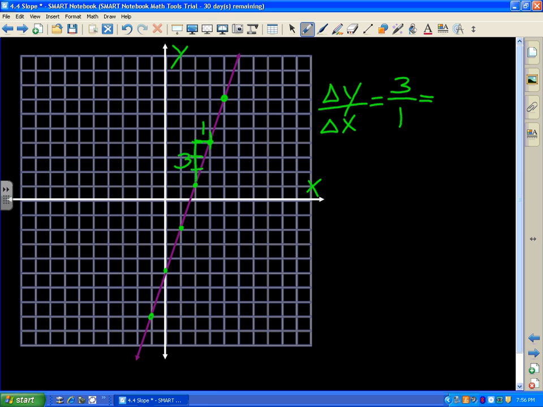Anytime that we have 1 on the bottom of a fraction, it is equal to the number that is on top of the fraction. So the change in y divided by the change in x is going to give us 3. The slope of this problem is 3.